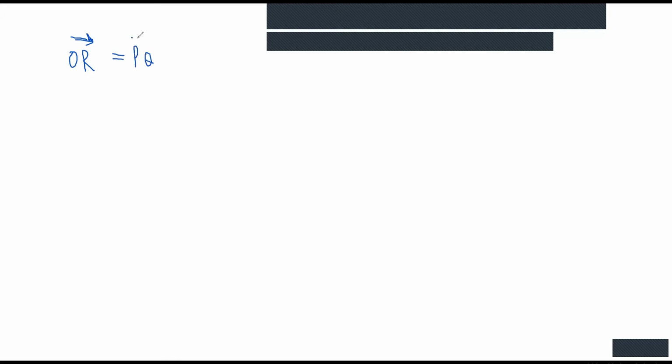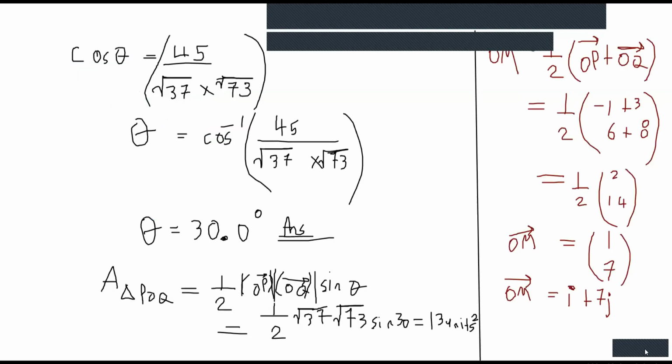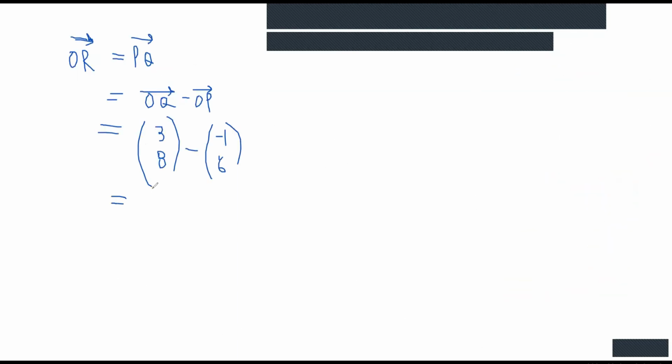But vector PQ, we already know what PQ is. PQ is OQ minus OP. This is so easy. OQ minus OP. What is OQ? OQ is the point 3, 8, minus OP. OP is the point, I think this was negative 1, 6. Let me go back and check. Yes, negative 1, 6. So 3 minus negative 1 is 4, and 8 minus 6 is 2. And so that is R. R is the point 4, 2.